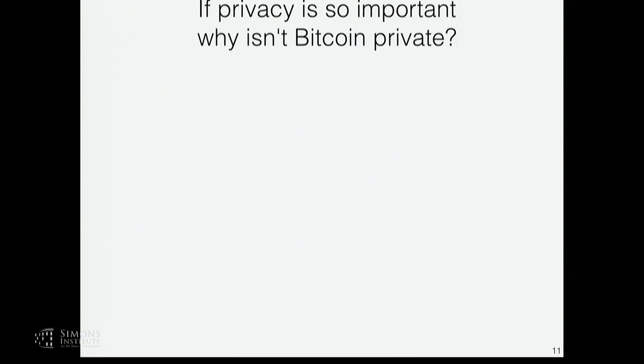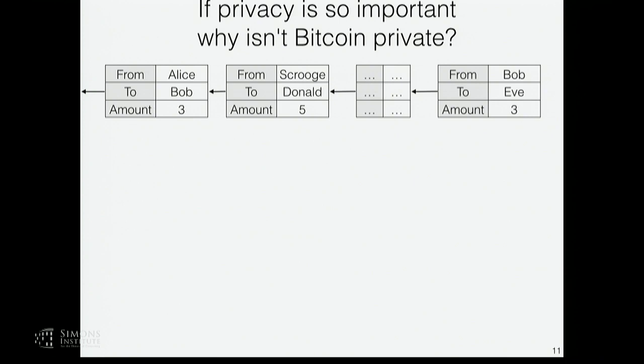Okay, so I think there is some problem to solve. And if it's so important, why isn't it solved? So here is what we have. At some point, I receive some money, and later on I want to spend it, right? And when I spend it, other people need to check that I have this money to spend. How do people know it?